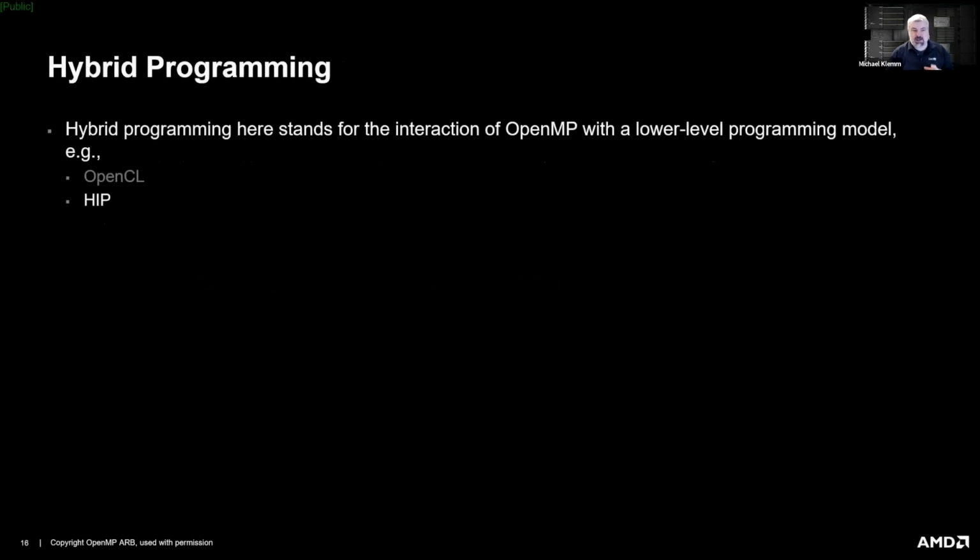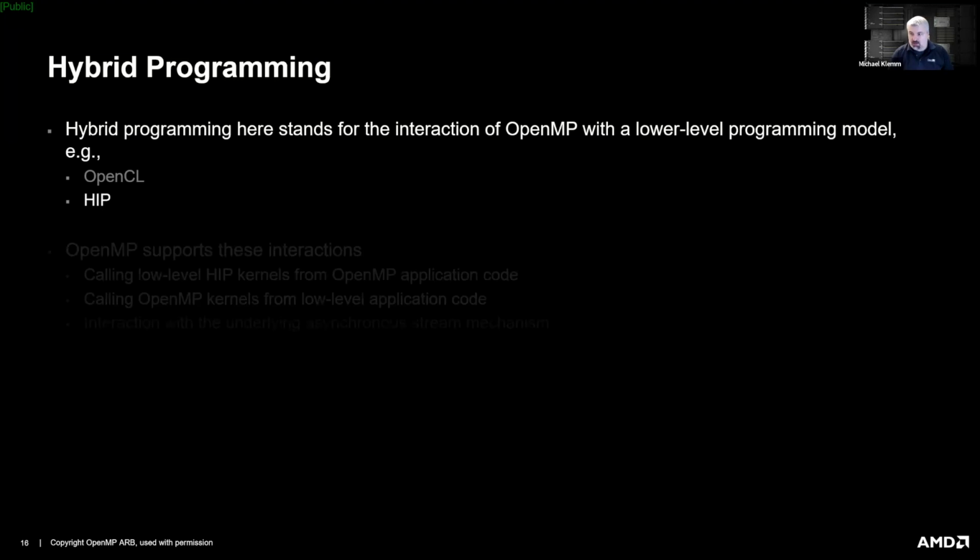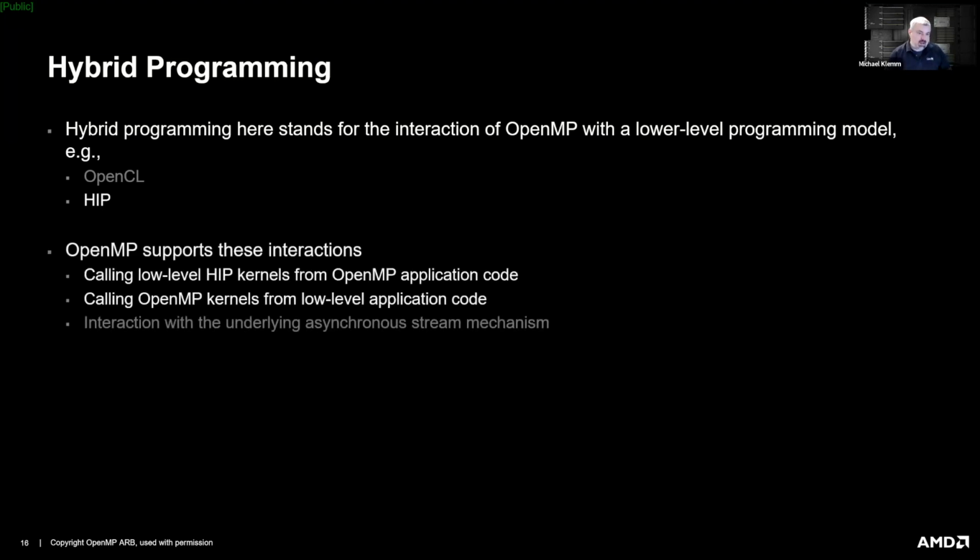So in this case, I define hybrid programming as the interaction of OpenMP with a lower level programming model such as HIP, or for that matter, you could also think about OpenCL or some other programming model with 4 letters that I'm not going to name now. And what I'm showing is, here we have 3 interactions that OpenMP technically supports, out of which AMD, as of today, supports 2. So the first one is we can call low-level HIP kernels from OpenMP application code.